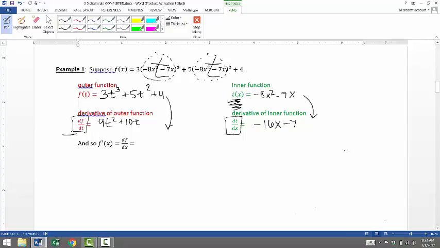Remember, in our side work, just like we were doing on page 1, we also want to come back here to the derivative of our outer function, and we want to replace those t's with the expression t of x. 9t squared plus 10t. Everywhere I see a t, I'm going to replace t with negative 8x squared minus 7x, because that's what the function t is equal to.